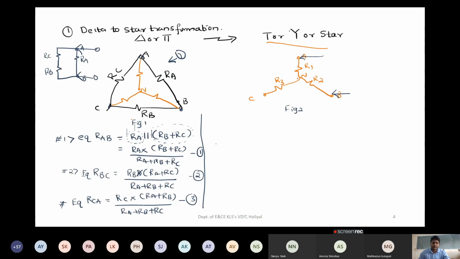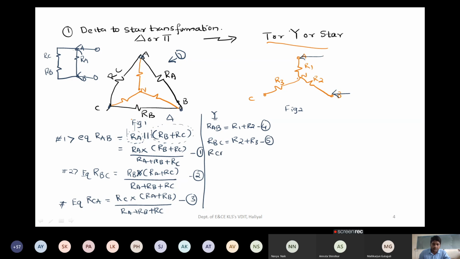On the same basis, if you go on writing the second case for star, that is RAB. This was for delta, and this is for the Y network. So RAB will be equal to R1 plus R2. Let us name it equation 4, and similarly RBC will be equal to R2 plus R3.